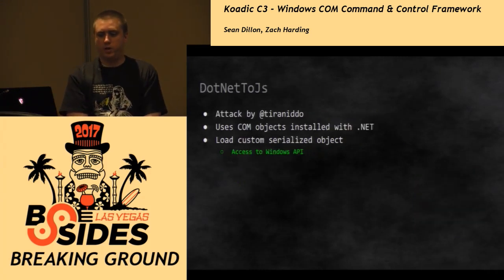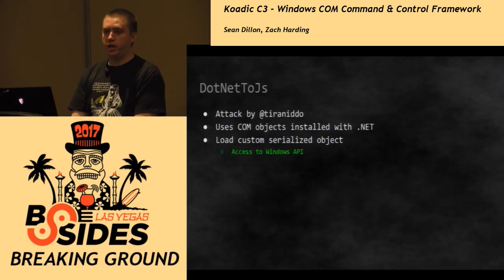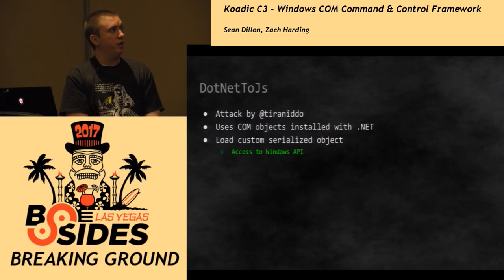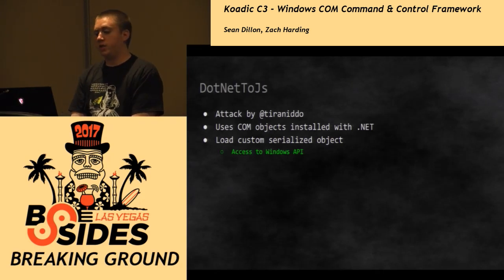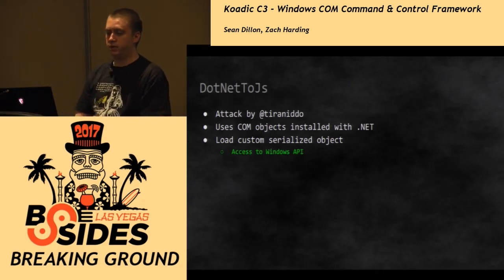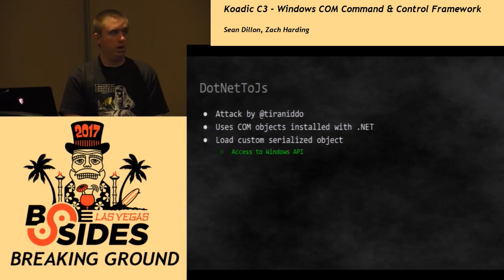Another thing that came out this year was .NET to JS by Tyrannito. He's at Project Zero. But basically this uses some of the COM objects that get installed with .NET, and they let you load a serialized .NET object into memory. And so from there, you're able to get access to the Windows API, because .NET has access to all the Windows API, or you can just run shellcode.